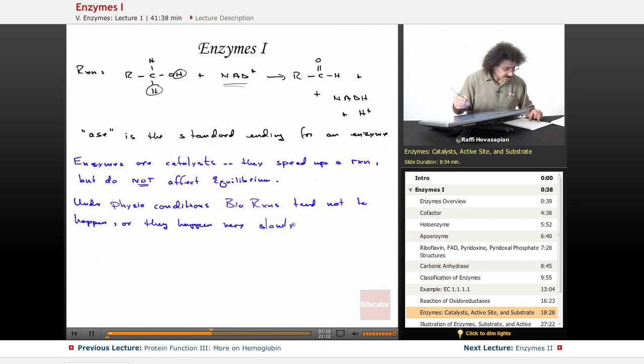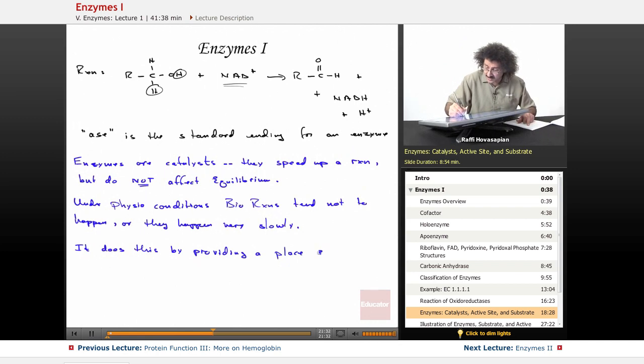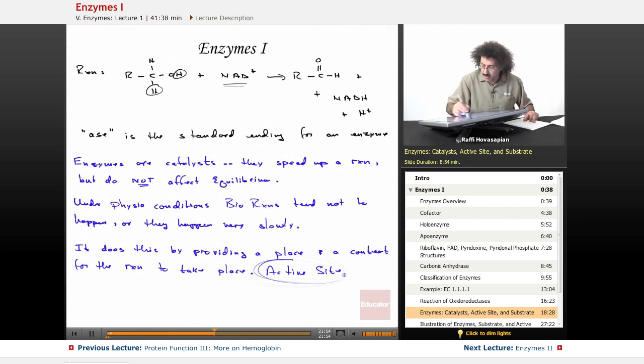So, okay. Now, it does this, in other words allows the reactions to happen, by providing a place, an actual physical place, and a context, an environment, for the reaction to take place. We call this place the active site. Very, very important. So where a particular reaction happens in the enzyme is called the active site. It's where the reaction takes place.